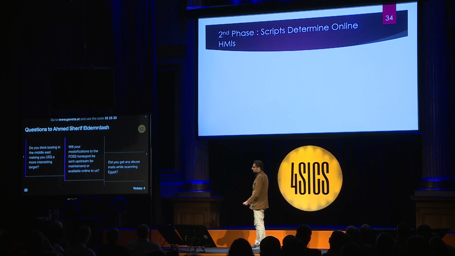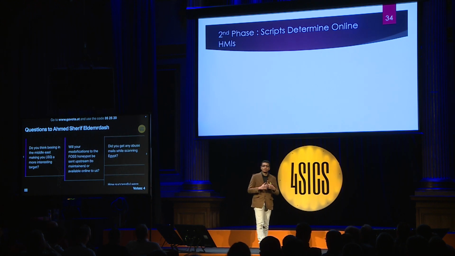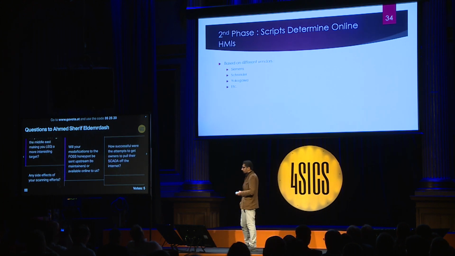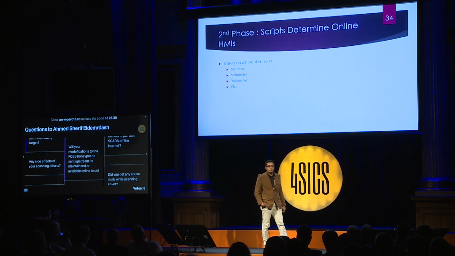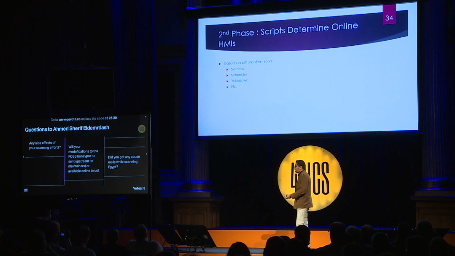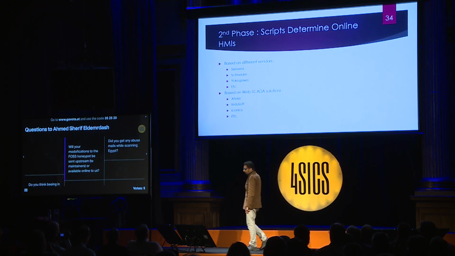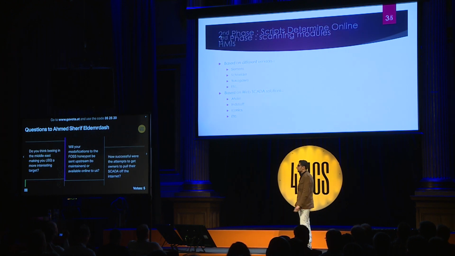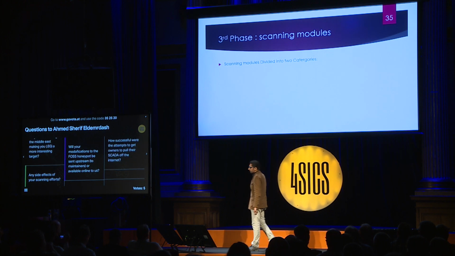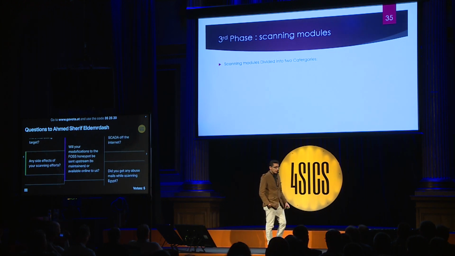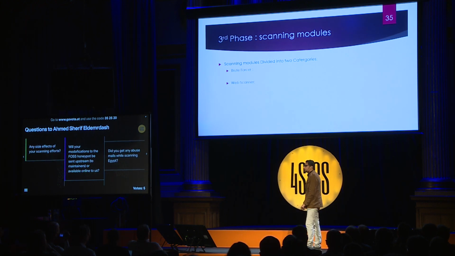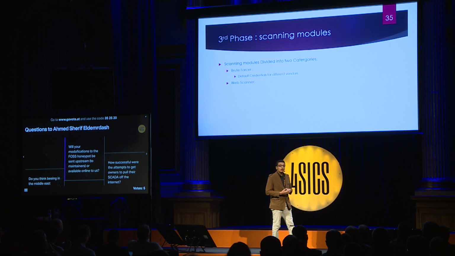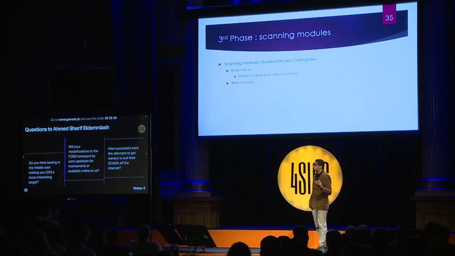The second phase is scripts. The results of port scanning are passed into the Python scripts, which identify online HMIs. It identifies them based on different vendors like Siemens, like Rockwell Automation, and you could go on a lot, and it also identifies them based on web SCADA solutions which are in the market nowadays. The third phase is scanning modules, and this is divided into 2 categories: brute forcing and web scanning. The brute forcing has a lot of default credentials for different vendors. I just fed it a lot of default credentials for different vendors.